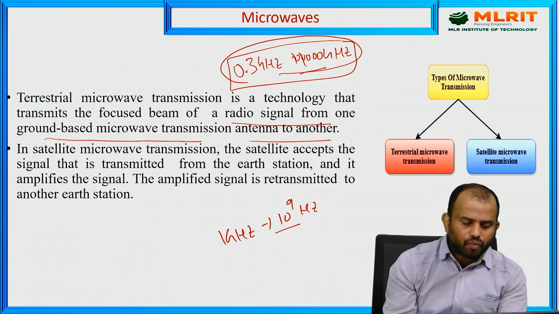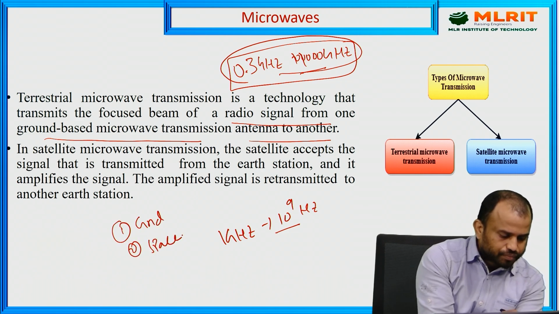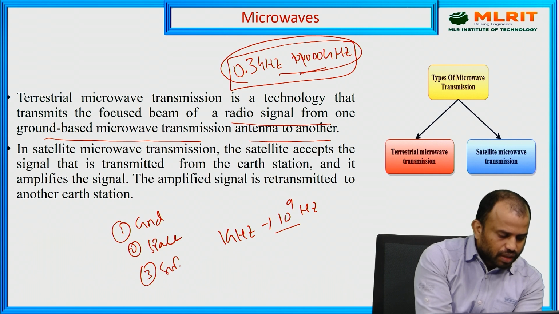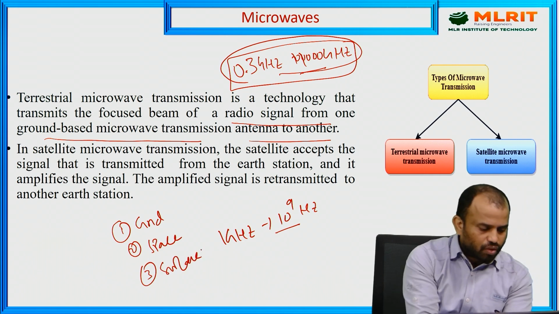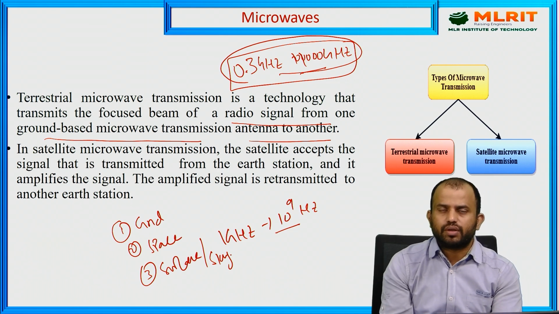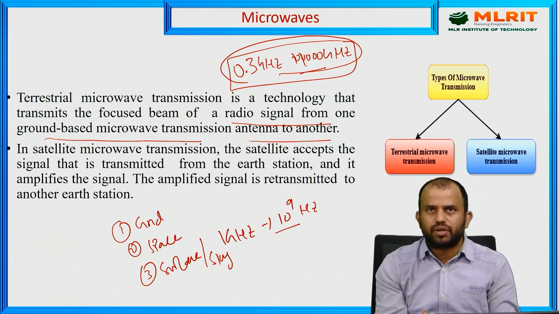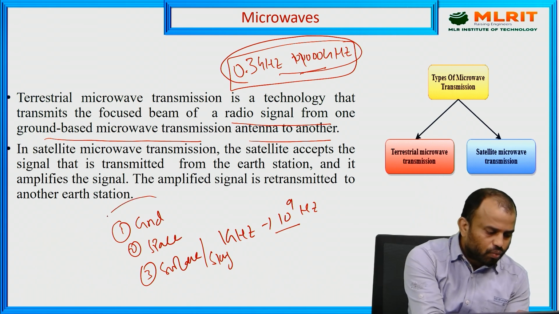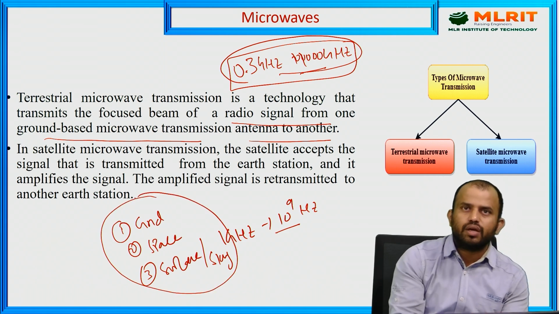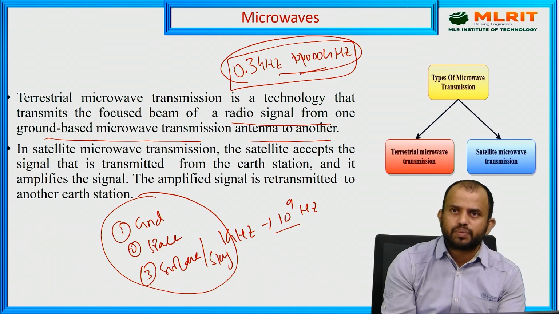In microwaves also we have a number of propagation modes: ground wave propagation, space wave propagation, surface wave propagation, or sky wave propagation. Just as in radio waves the information is transmitted through the ionosphere region, in microwaves the information is transmitted through the troposphere region, the stratosphere region, as well as the ionosphere region.